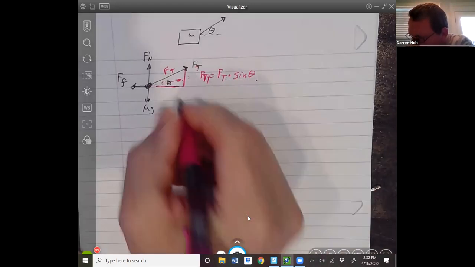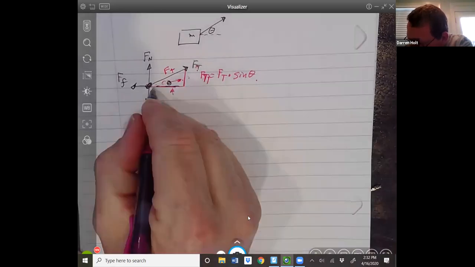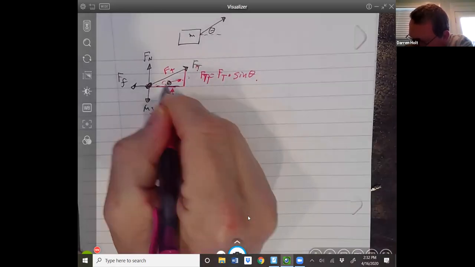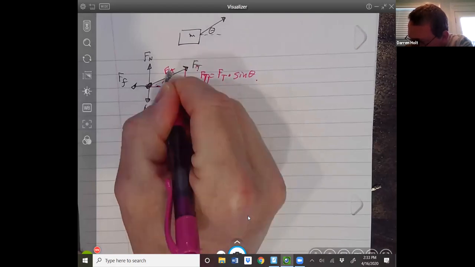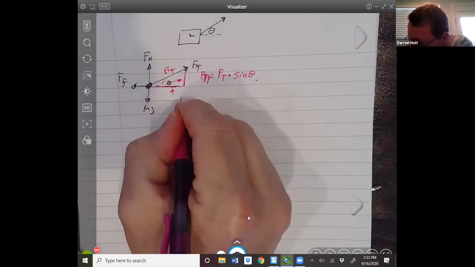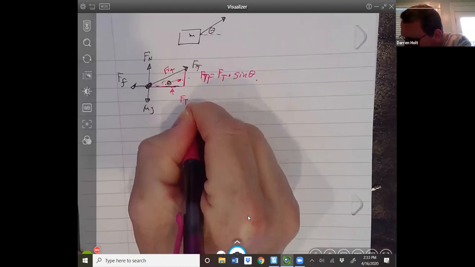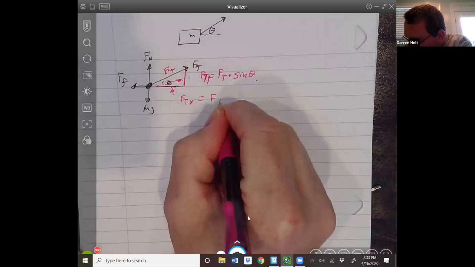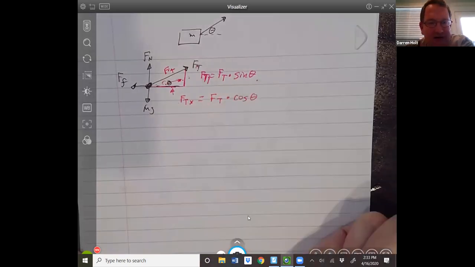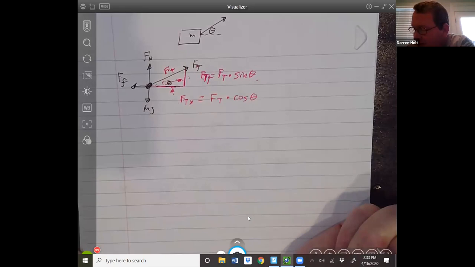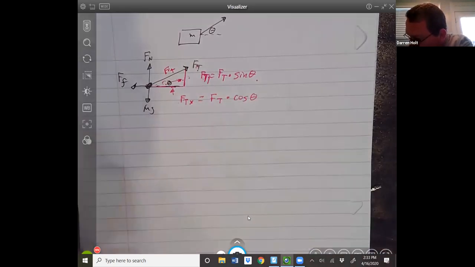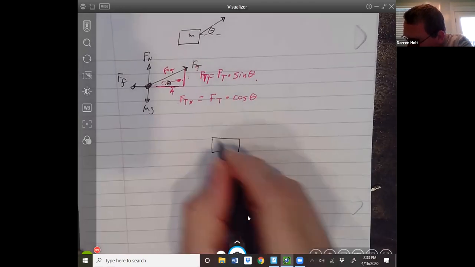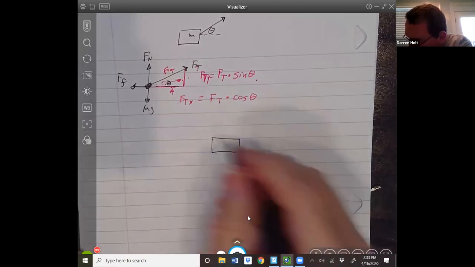This horizontal component is the side adjacent to the angle, and adjacent over hypotenuse is cosine. So the force of tension in the x component is equal to the force of tension times the cosine of your angle. So that's those broken down into components. So actually what we would want to look at is one of those choices that we had in our multiple choice, which would be these forces.